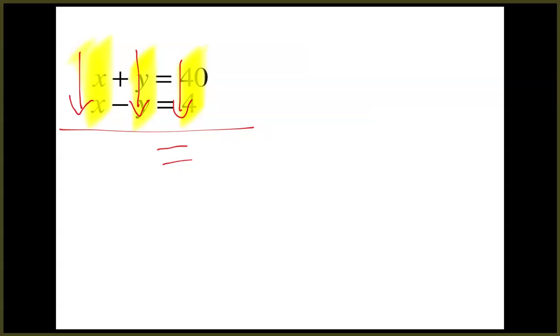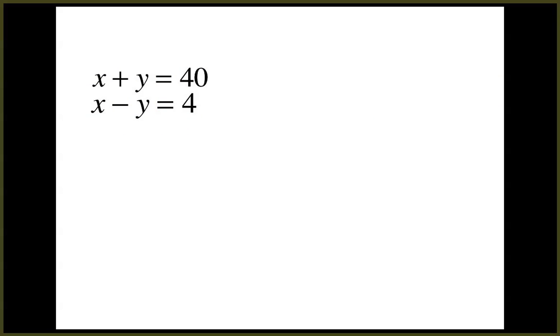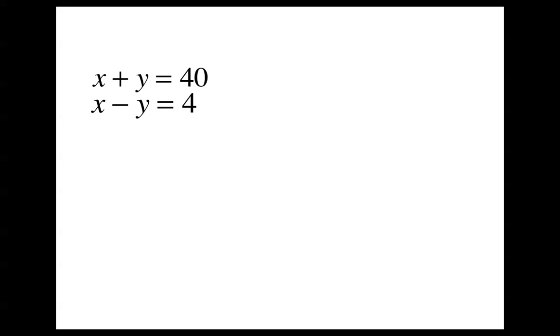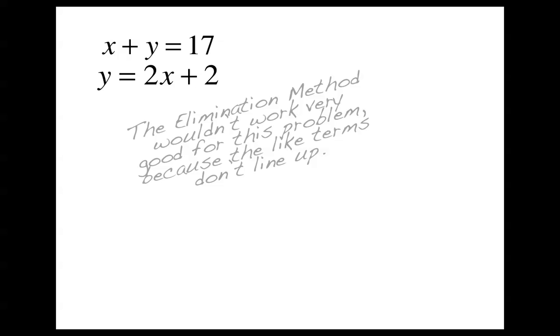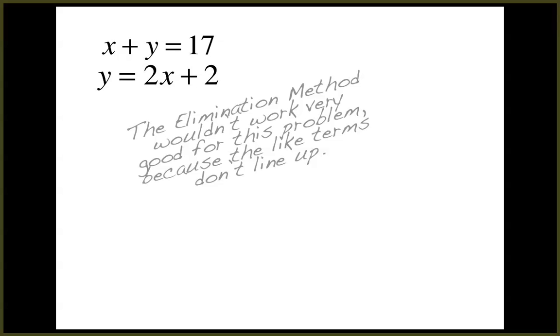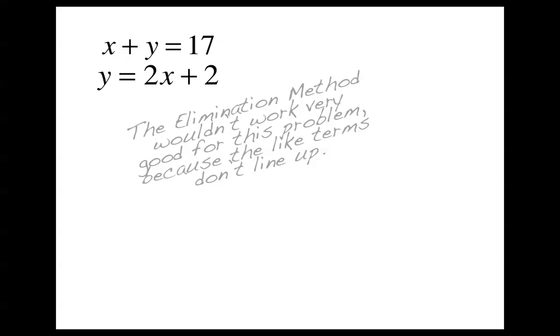Okay, so we're going to try that again. So in case that example didn't exactly work for you, we'll try another example. What if you have x plus y equals 17 and y equals 2x plus 2? Well, when you try to line these up, the elimination doesn't really work very good for a problem like this, because did the like terms line up with each other? Not really. X and y aren't like terms. Y and 2x aren't like terms. So we wouldn't probably use the elimination method for a problem like this.